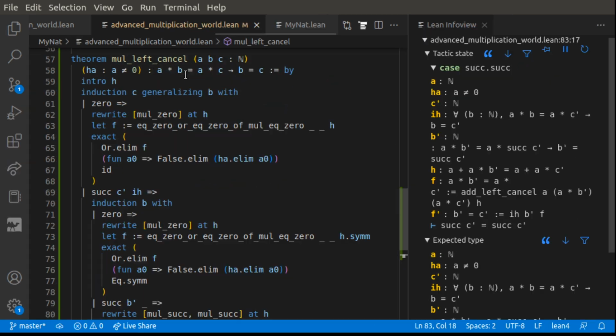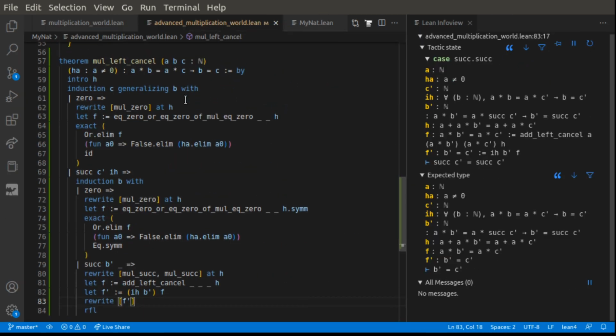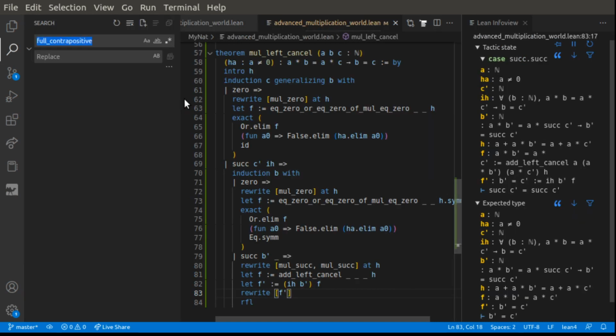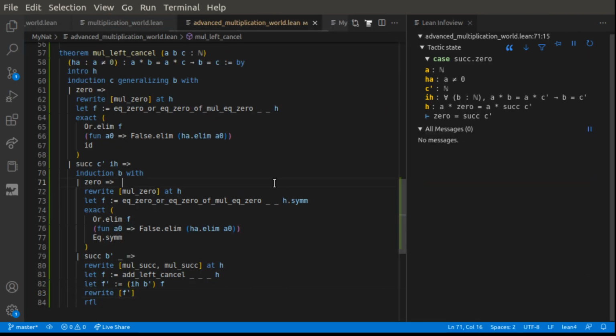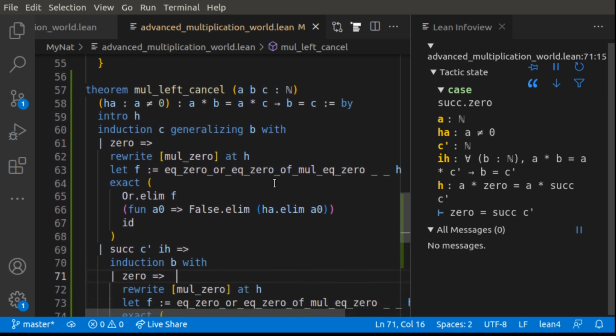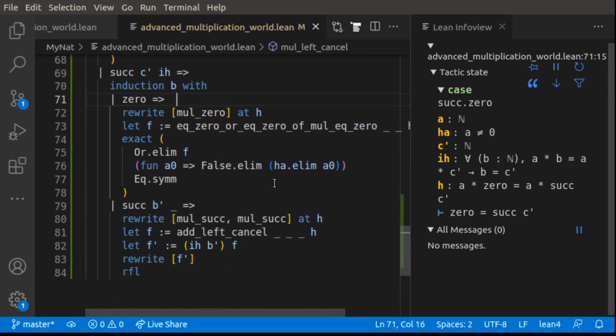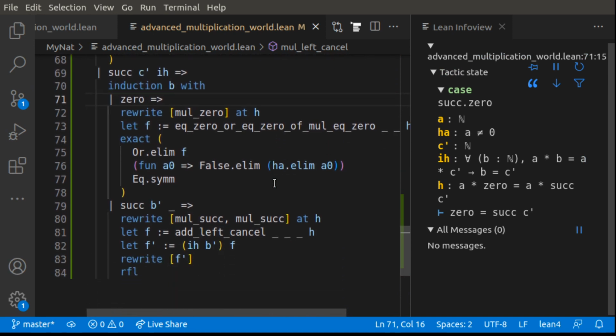There you have it. Mul left cancel, zoom out in all its glory. Oops. Don't want that. Well, thank you so much for joining me and watching me tackle this tricky math proof. Watching me struggle and then get there in the end. I hope you had fun. I sure had a lot of fun solving this. And next time we'll be doing our very last world, the inequality world. What's it called? Oh, just the inequality world.